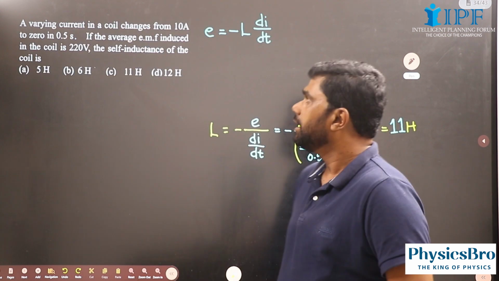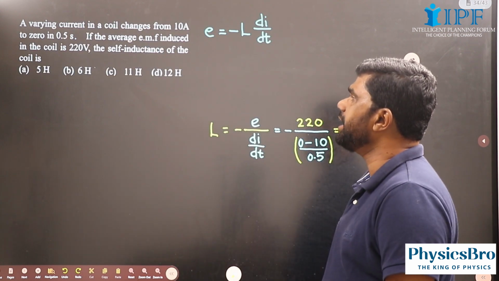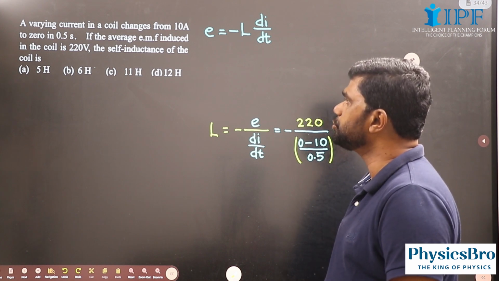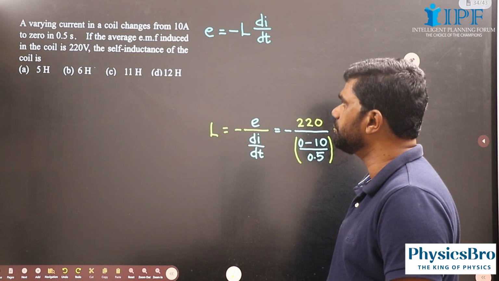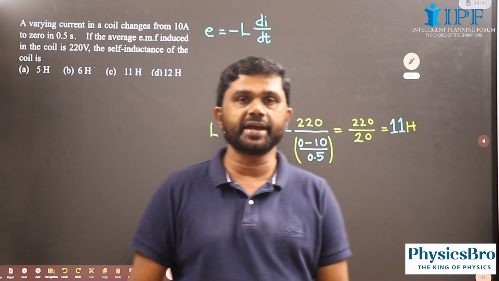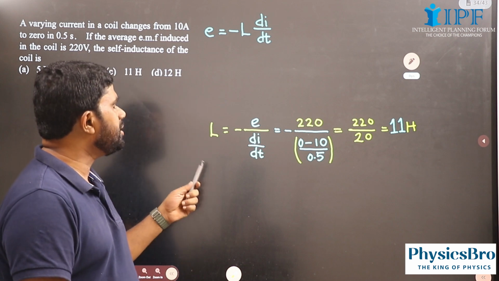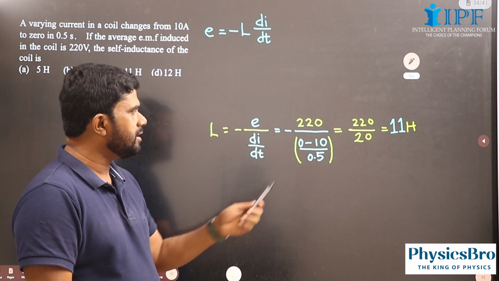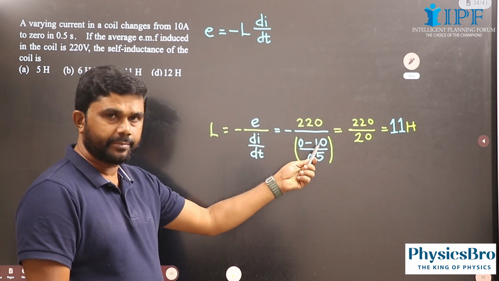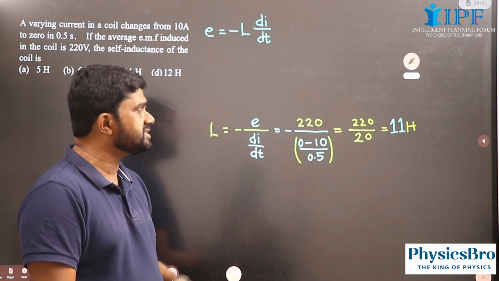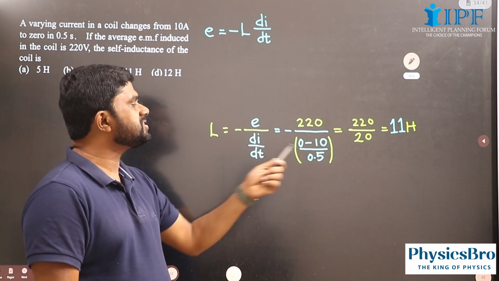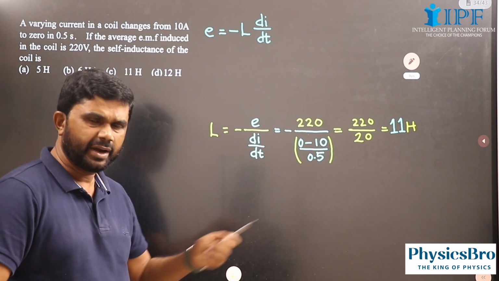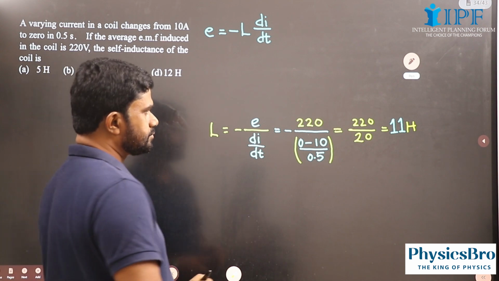0.9 into 7 is 6.3, into 0.4 is 2.52 volts. Next, a varying current in a coil changes from 10 ampere to 0 in 0.5 seconds. If the average EMF induced in the coil is 220 volt, the self-inductance of the coil is? See, E equals minus L into di by dt, and L will be minus E divided by di by dt. Di by dt means final current is 0, initial current is 10 ampere, and that change takes place in 0.5 seconds. So this is minus 10 by 0.5, means minus 20. So minus 220 by minus 20. Minus will get cancelled.